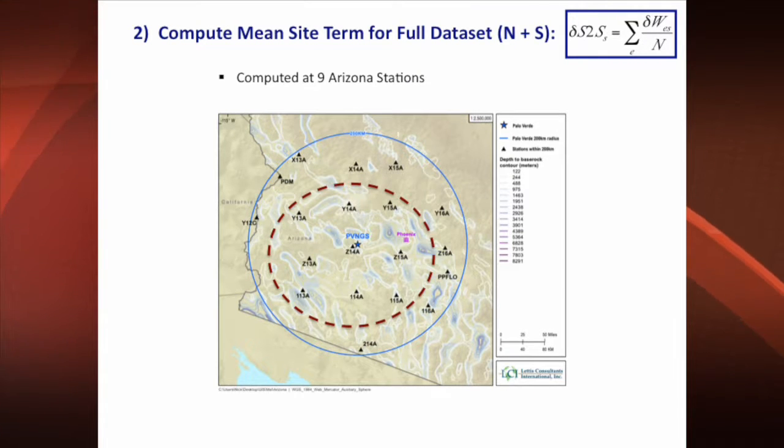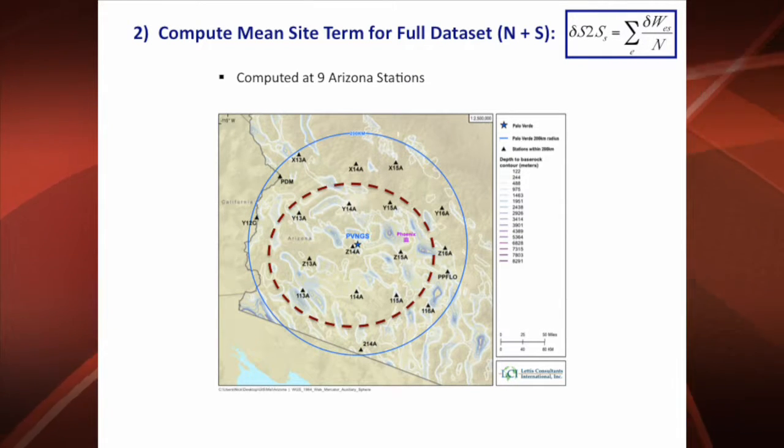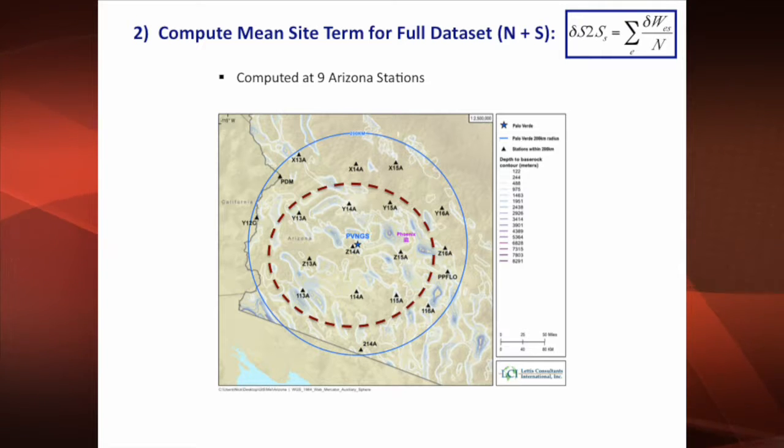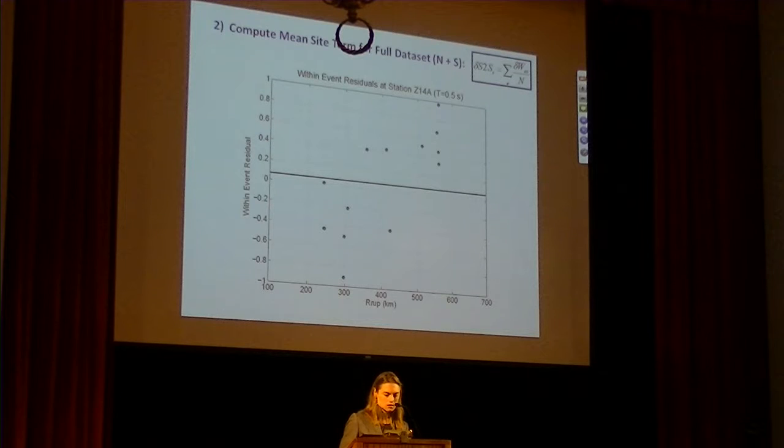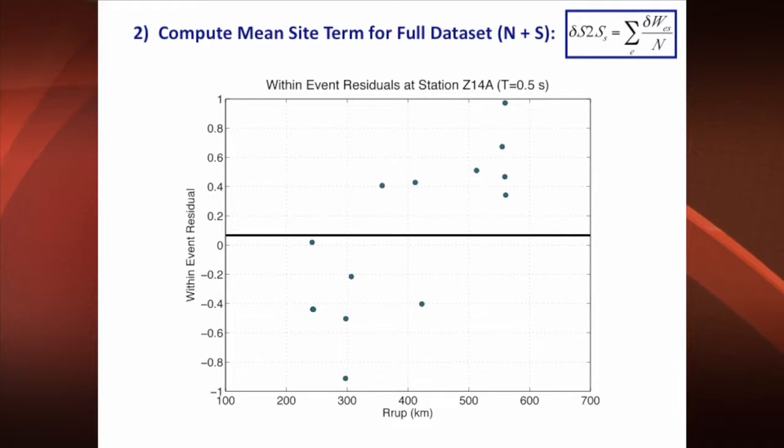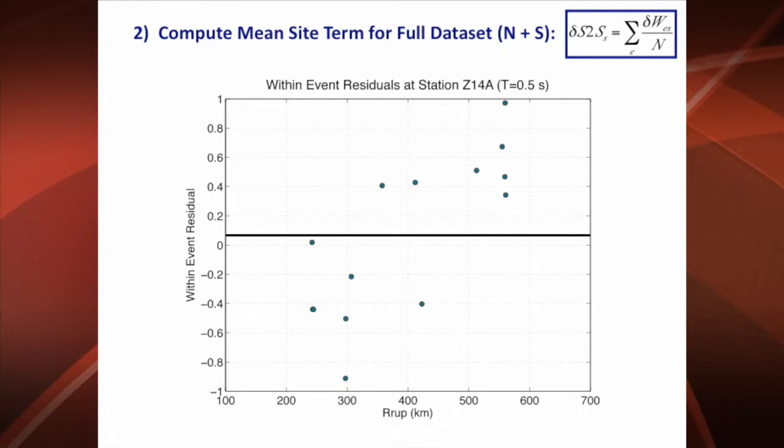Okay, so this just shows the 9 stations that we're using. And then the plots that follow, I'm going to show the delta S to S term here. This is how we compute the delta S to S from our within event residuals. And I'll show some plots of the earthquakes recorded at this station closest to Palo Verde and an estimate of our delta S to S term. So these are the within event residuals at that particular station. And this is the estimate here, this black line, of our delta S to S term.